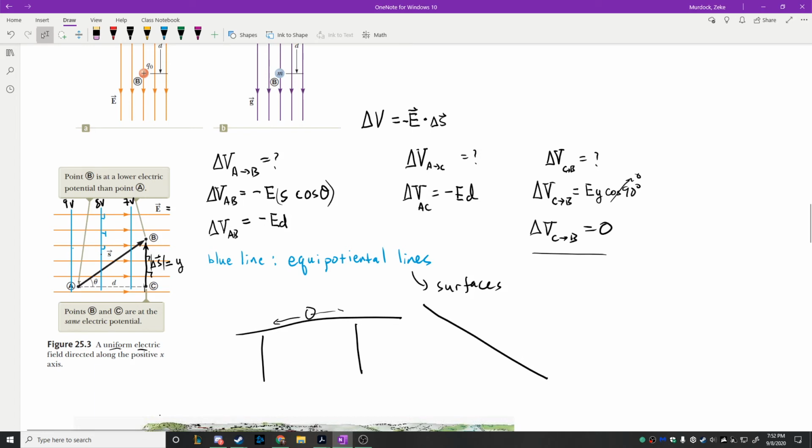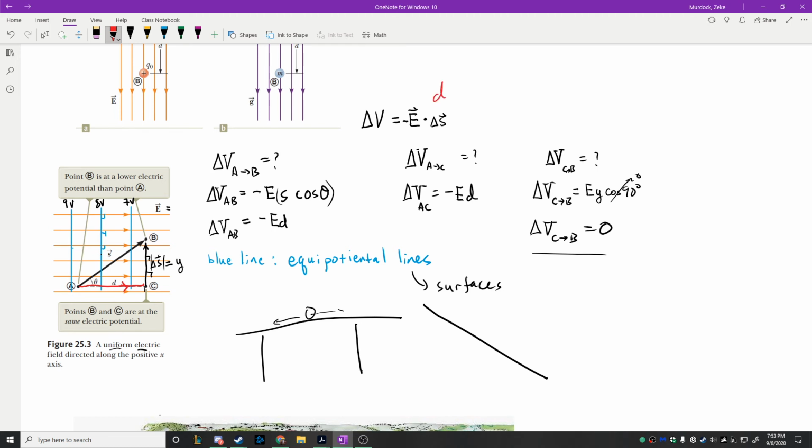I should have said, as I'm moving from point A to point C, the electric field points to the right. Our definition of delta V is the electric field dot product with the displacement. So the path that we would take here would be pointing along this direction. That would be the path from A to C. The length of the path is d. So this would become d.